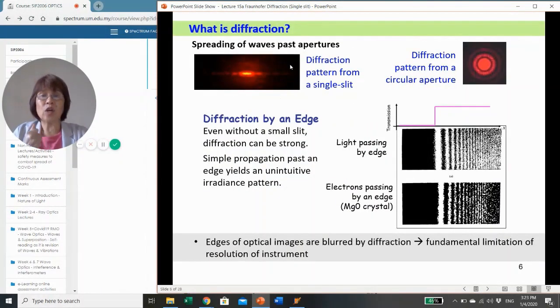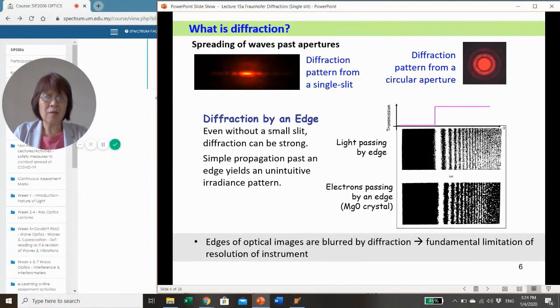Okay, now we talk about spreading of waves through an aperture. This is an example of a single slit where you have a central maximum, and on the left and right sides you will see patterns. As it goes further away, it diminishes in amplitude, in irradiance. Or from a circular aperture, you have a central maximum surrounded by concentric rings of irradiance, and they also dim as you go further away.